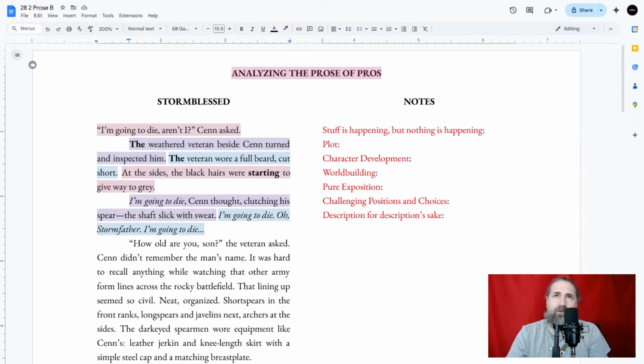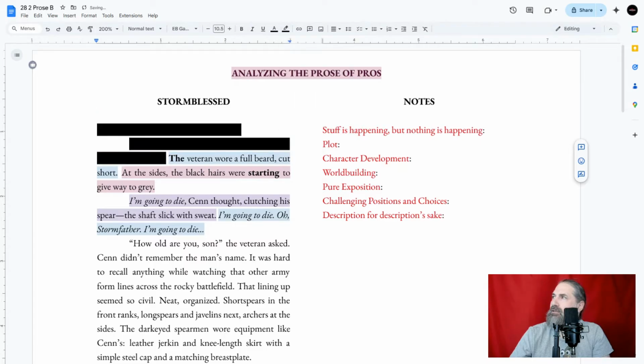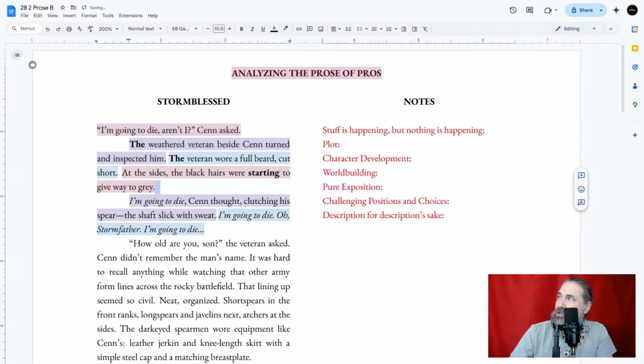"The veteran wore a full beard." This is just character development because we are experiencing the description through Sen. Now, by the way, if this was all gone, and it just said the veteran wore a full beard, cut short at the sides, the black hairs were starting to give way to gray, then that would be description for description's sake, and actually would fail the rule. But because it is through Sen's POV, it now has character to it.